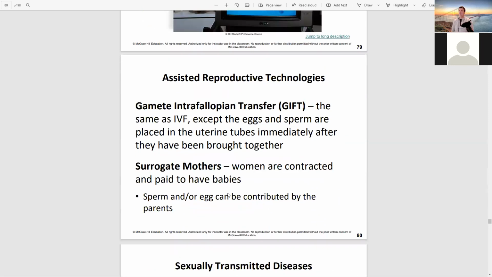So assisted reproductive technologies. We have gamete intrafallopian transfer, or GIFT, the same as in vitro fertilization, except the eggs and sperm are placed in the uterine tubes immediately after they have been brought together. Surrogate mothers: women are contracted and paid to have babies. Sperm and/or egg can be contributed by the parents.